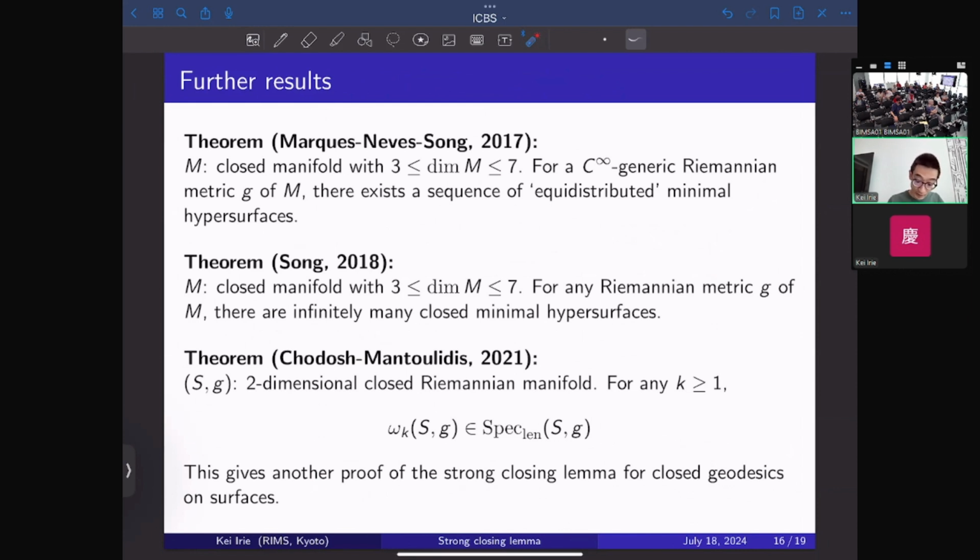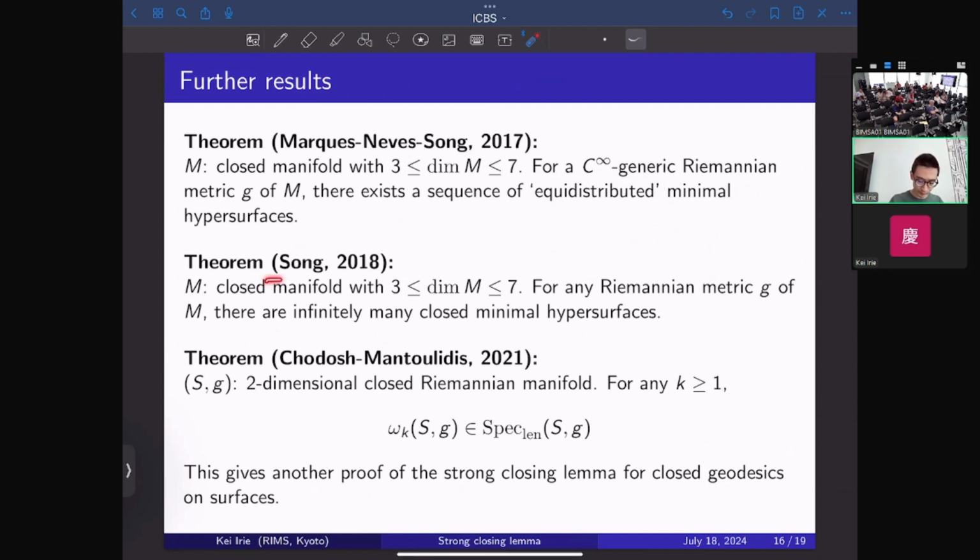The first result is due to Marques-Neves-Song, who showed that for any closed manifold of dimension between 3 and 7, for a smooth generic Riemannian metric g, there exists a sequence of equidistributed minimal hypersurfaces. The point is to use the full power of the Weyl law, whereas to prove the generic density or closing lemma, we only need the local sensitivity, which is much weaker than the Weyl law.